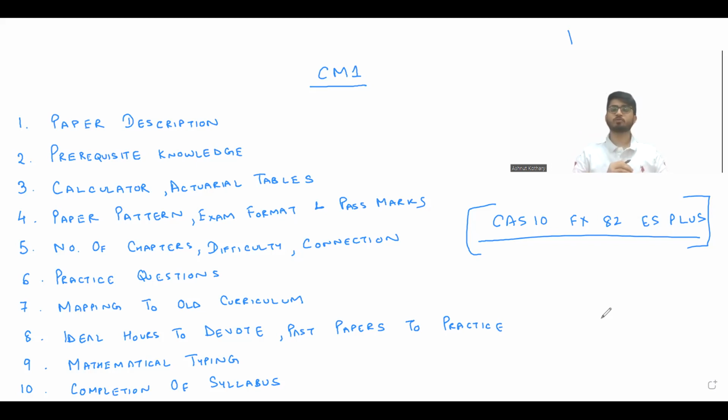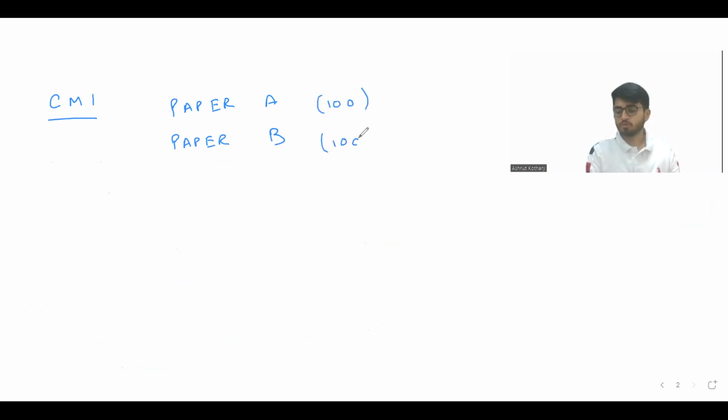As of now, at least for the 2022 session, I'm talking about the structure for the September term, or be it for the July term or the December term. Firstly, CM1 has two parts. One is what we refer to as paper A, and the second is paper B. Both are of 100 marks. This is both from IFoA as well as IAI.